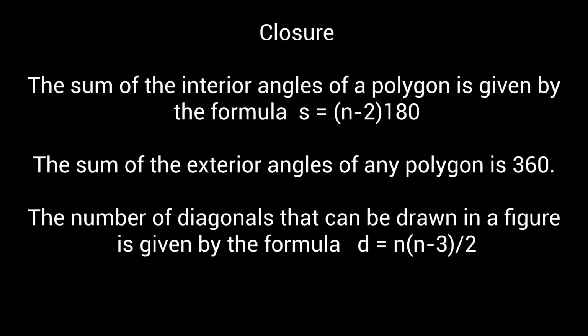In today's lesson, we learned the sum of the interior angles of any polygon is given by the formula s equals (n minus 2) times 180. The sum of the exterior angles of any polygon is 360 degrees, and the number of diagonals that can be drawn in a figure is given by the formula d equals n times (n minus 3) divided by 2.